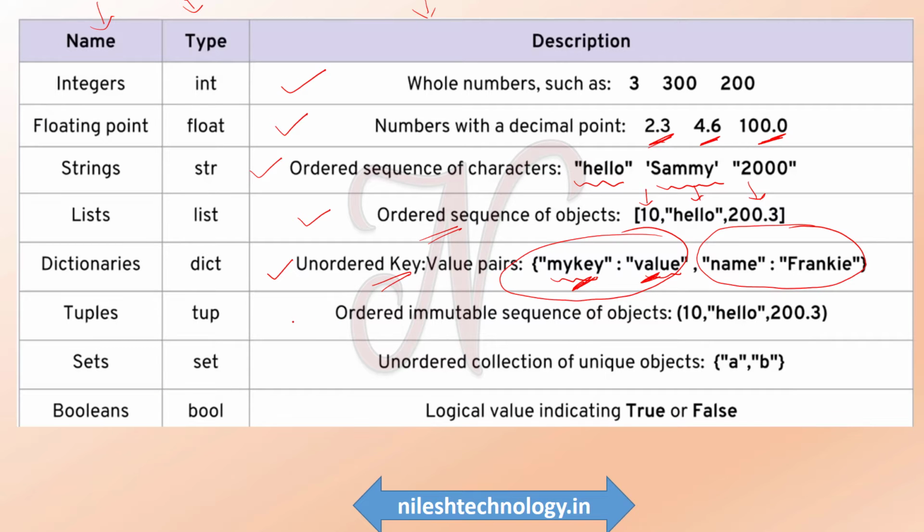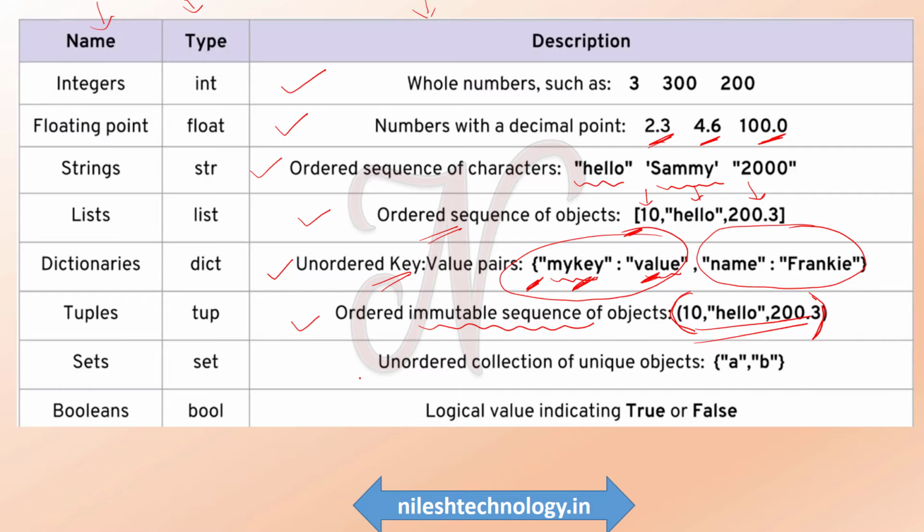Next one is tup, which means tuples. These are ordered, immutable sequences of objects. Immutable means that you cannot change the order of that sequence. They are represented with round brackets. And the unordered key-value pairs are represented with curly brackets, and the ordered sequence is represented with square brackets. So remember this.